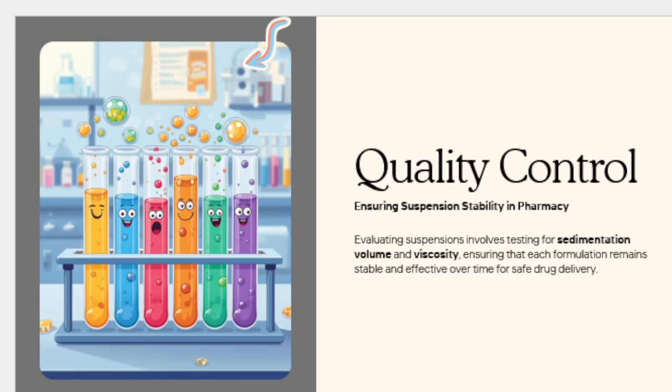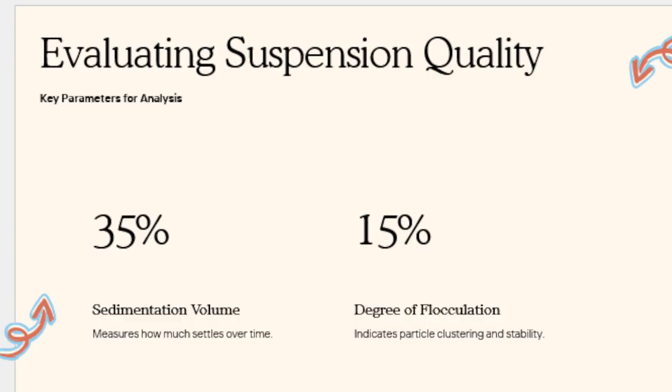Next, here we'll see the quality control. Quality control is checked by looking at the sedimentation volume and the viscosity. In each formulation, it makes the product stable. Coming to the next one, the parameters we take in sedimentation volume: it should settle over time, and the parameter we are taking is 35%, and for degree of flocculation we are taking 15%. This is about the suspension.